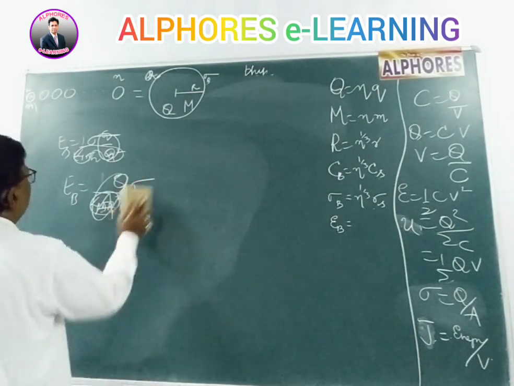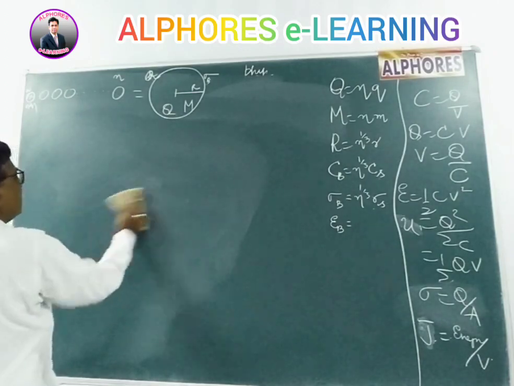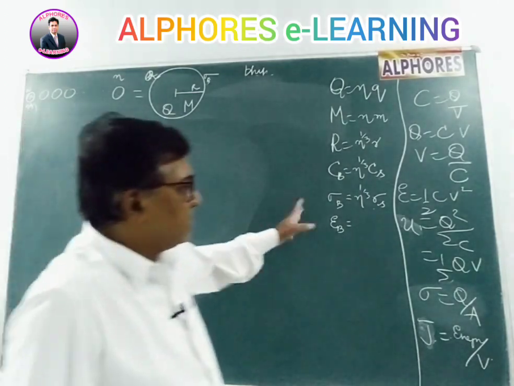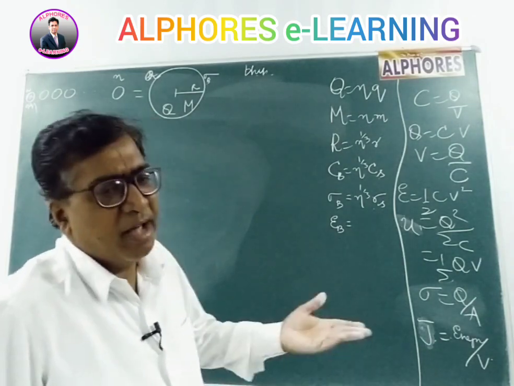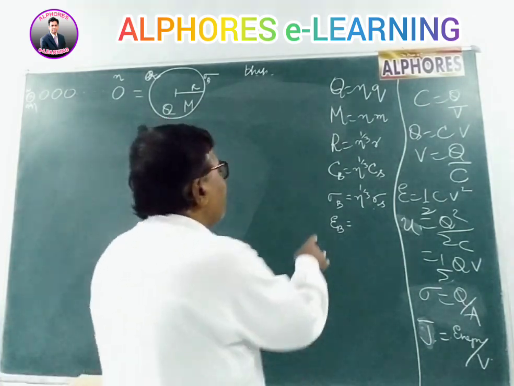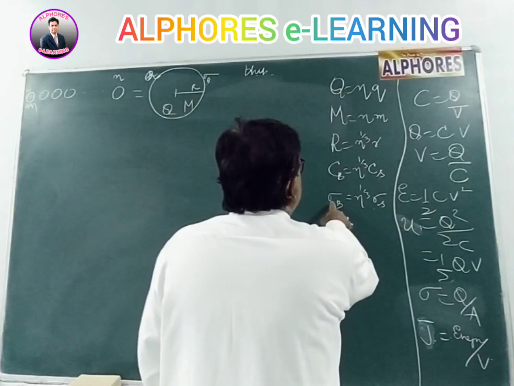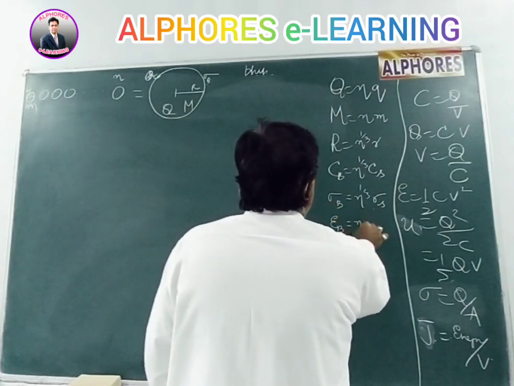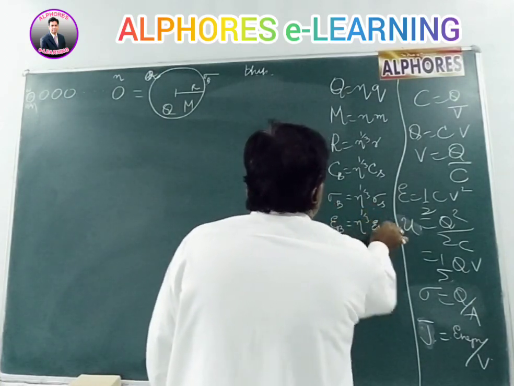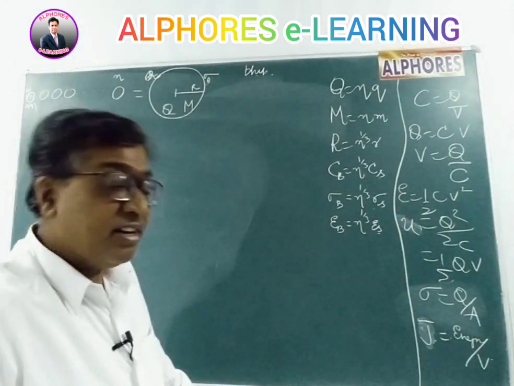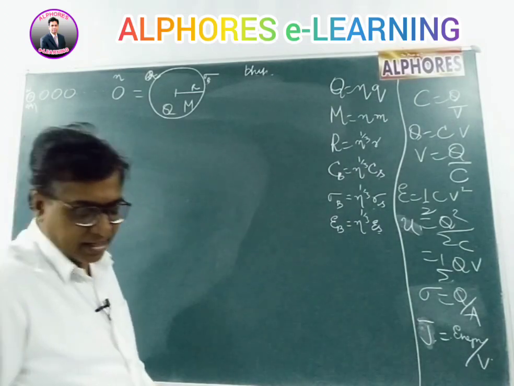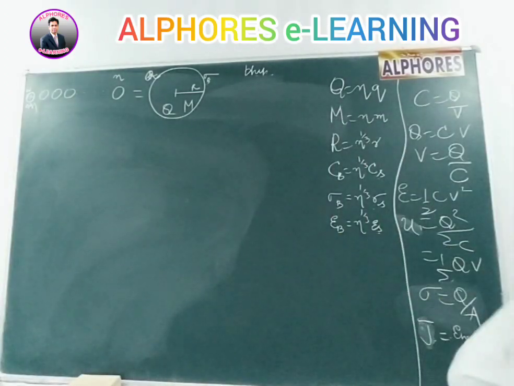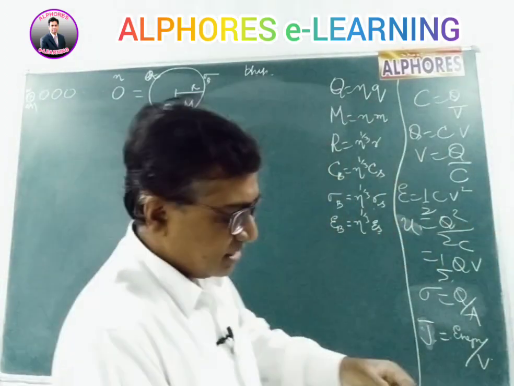So therefore, if you consider electric field and surface charge density, both are directly proportional. Same ratio. Sigma by epsilon naught is the constant of proportionality. So whichever way the surface charge density changes, the electric field also changes the same way. The electric field also changes the same way as that of the surface charge density.